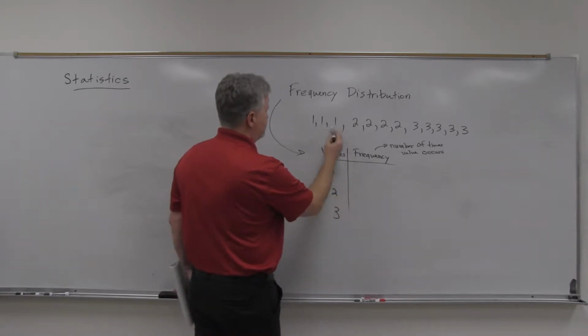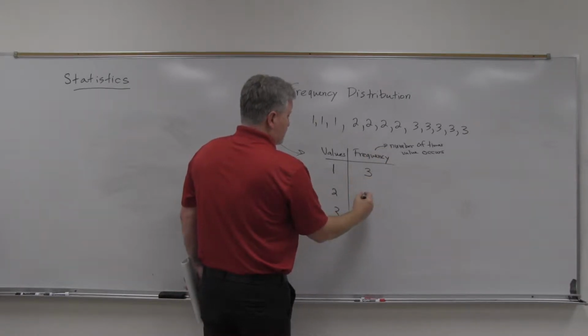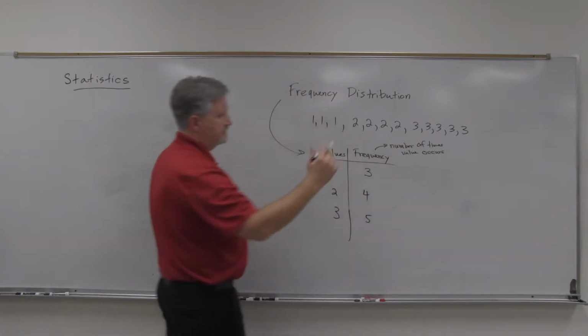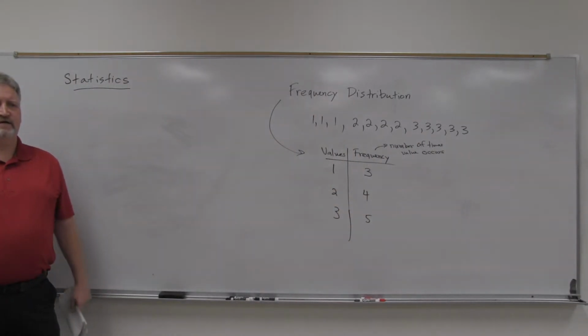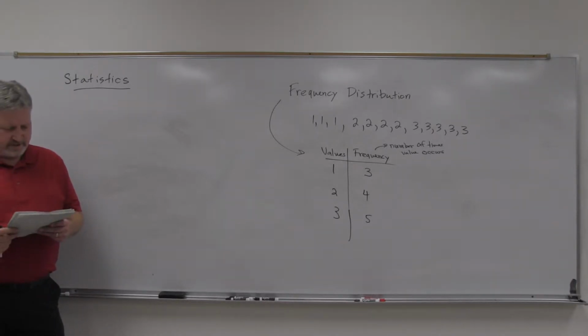And in the frequencies, well, 1s, I've got 3 of those. 2s, I've got 4 of those. And then 3, I've got 5 of those. So it's just organizing the data into a table. So be sure to understand that.